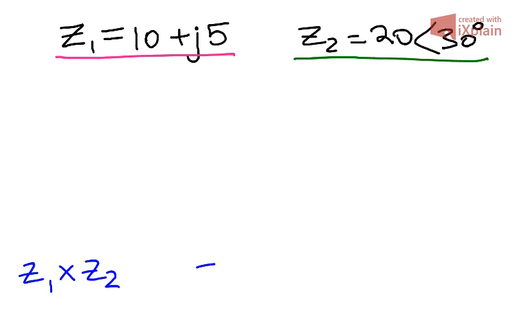If we were to add these two complex numbers, then the best would be, well, the only possible way would be to use rectangular form. We cannot add or subtract complex numbers in polar form.